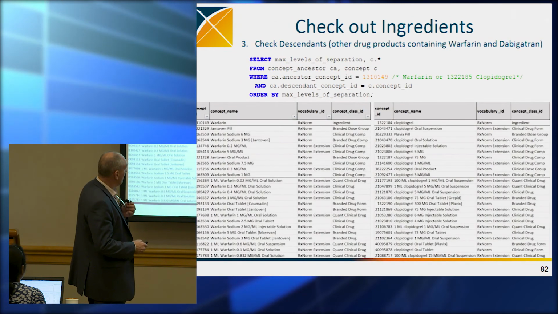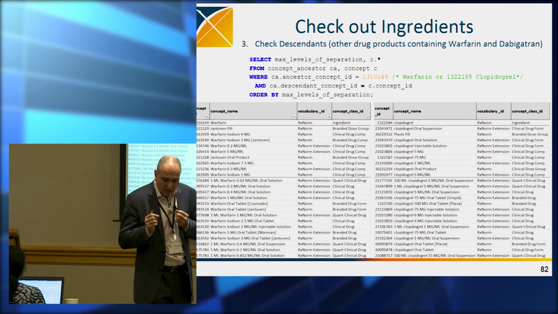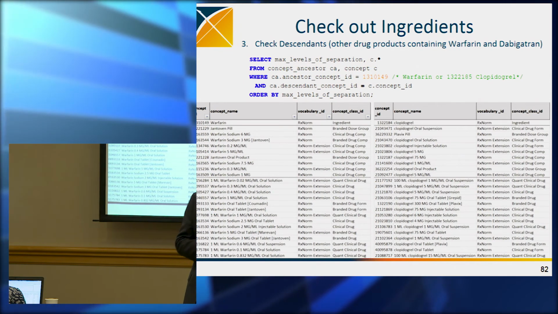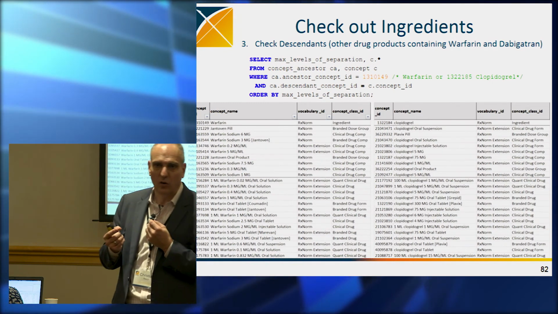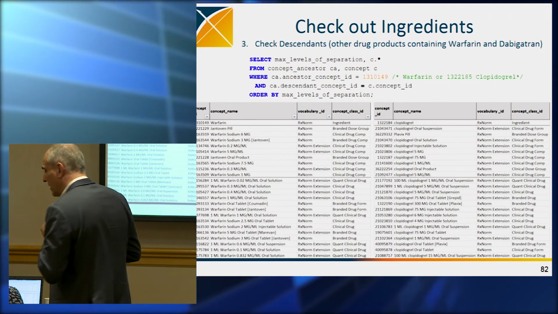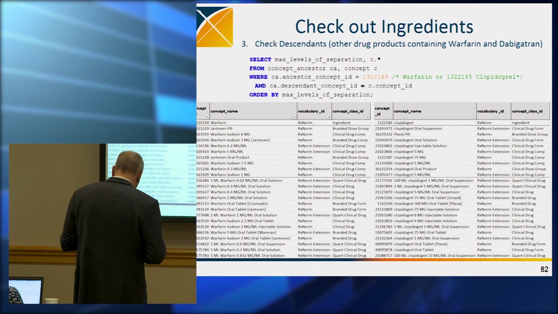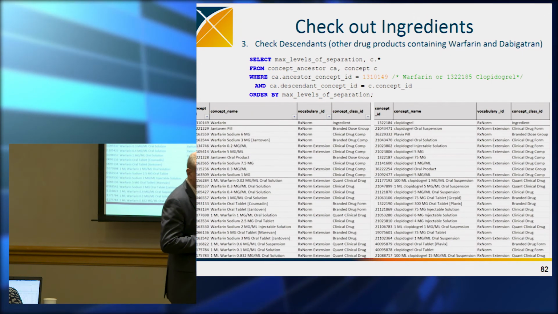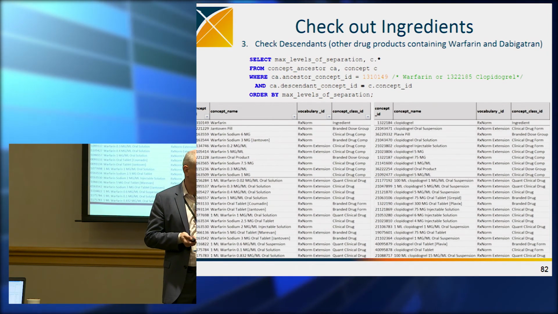So this is really it. The hierarchy tells you all the products that exist for an ingredient. That's pretty much the take-home message here. And the other way around, you can go from a product and find out all the ingredients. If a product has more than one ingredient, because it's a combination product, then it will have two parents or two ancestors. Otherwise, it works exactly the same.